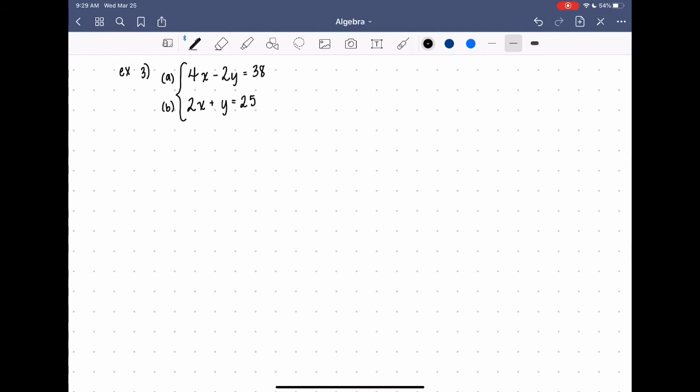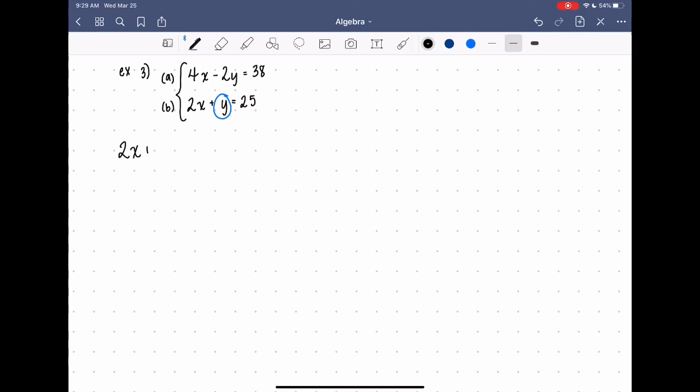Okay, example 3. We have these two equations. My first step is to figure out what I want to solve for. Again, they left us with a variable that's alone. It's the easiest one to solve for. It would be that y there, because it doesn't have any other number attached to it. So let's start off by solving for that y.